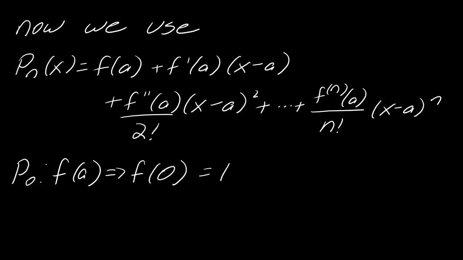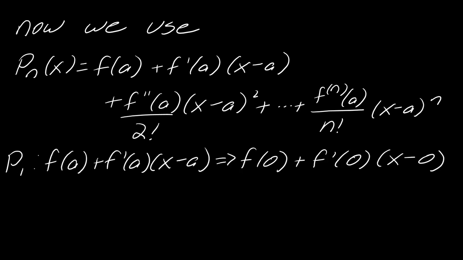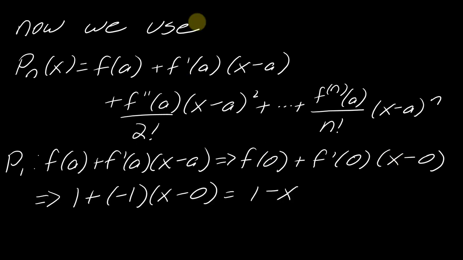And then for my p sub 1 polynomial, now I'm going to go out to the first derivative. So I have f of a plus f prime of a times x minus a. So in this case, since my a equals 0, I need to take whatever f of 0 is plus f prime of 0 times x minus 0. So this is what I need to plug in. And so when I plug all of that in, what I'm going to get is 1 plus negative 1 times x minus 0. So this is just going to simplify to 1 minus x.